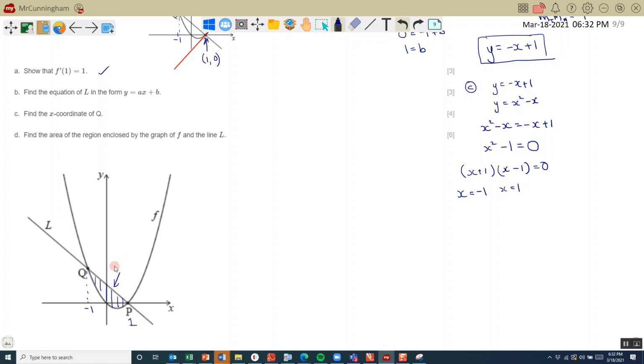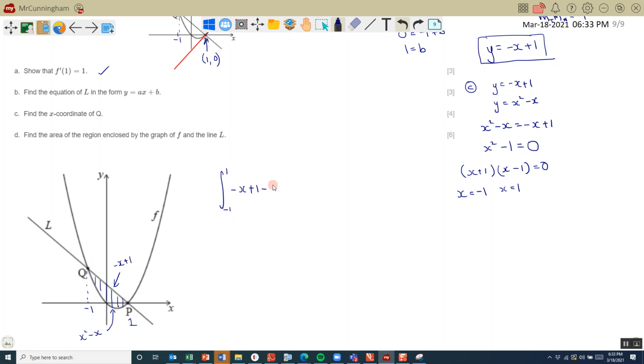This is the curve negative x plus 1. This curve is x squared minus x. And if I want to find the area between two curves, or a curve and a straight line, I need to integrate. And I'm going to do it between negative 1 and 1. And I need to do upper minus lower. So the upper is the straight line, which is negative x plus 1. And then I'm going to subtract off the lower.